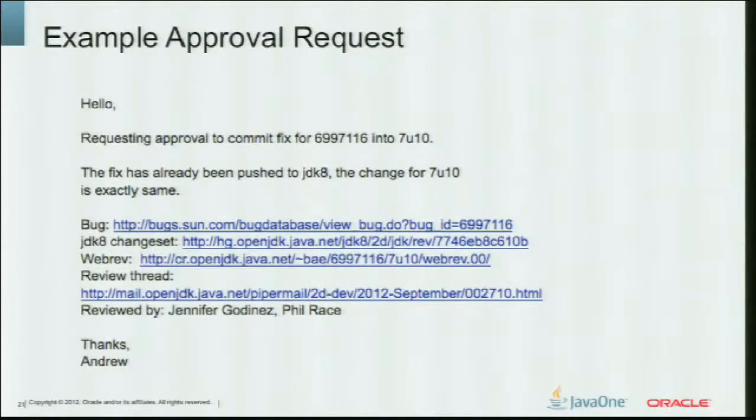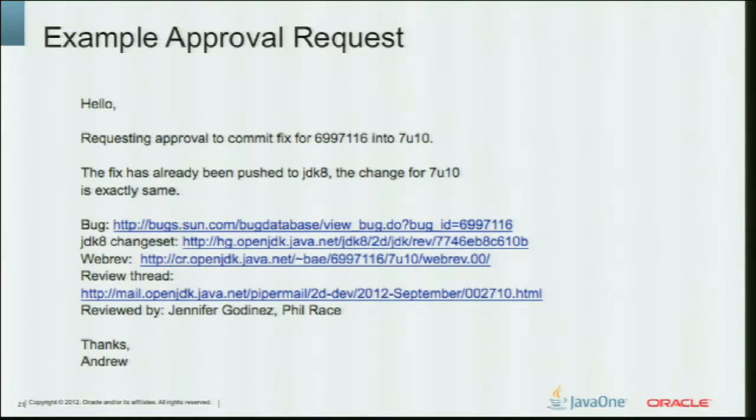So this is an example request, right? This is a request that actually happened on our JDK 7 update mailing list from somebody at Oracle backporting a fix for a particular bug into our development forest. And as the mail says, this fix had been pushed in exactly the same form into 8. The change is exactly the same for 7 update 10.